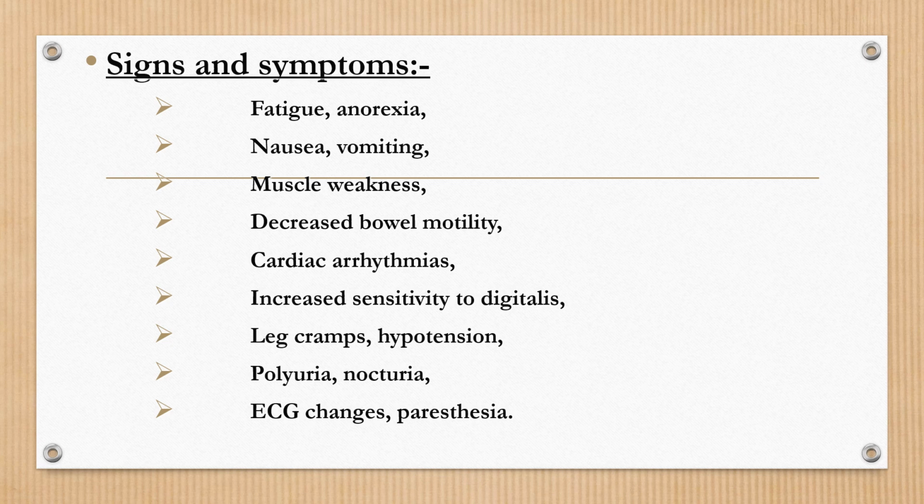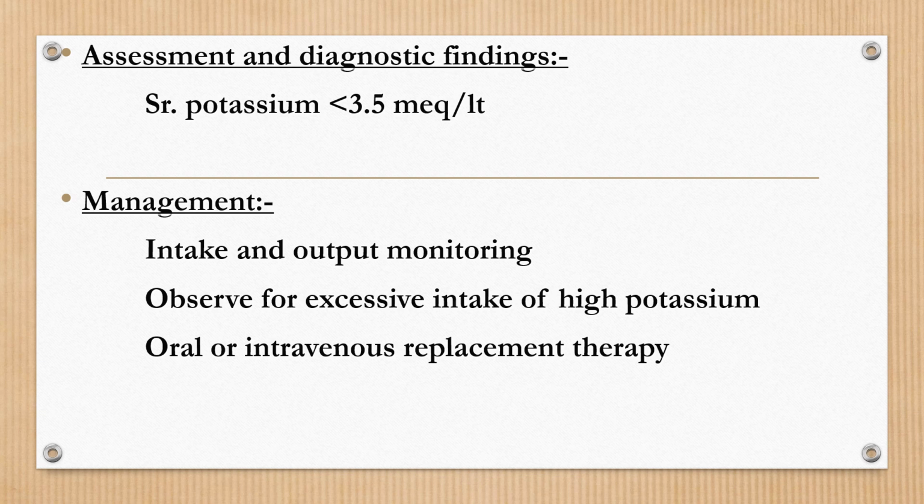Especially in ECG, there is a widened T wave, or presence of U wave. Usually, in the ECG there is only P wave, QRS complex, and T wave. Then in case of hypokalemia, there is presence of a U wave and also a widened T wave. And paresthesia. These are the main features of hypokalemia. Then what are the assessment findings? The significant finding is the serum potassium level will be less than 3.5 milliequivalent per liter.